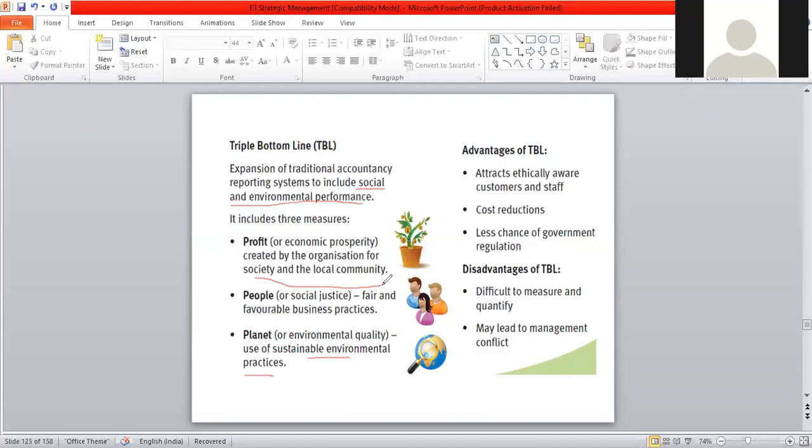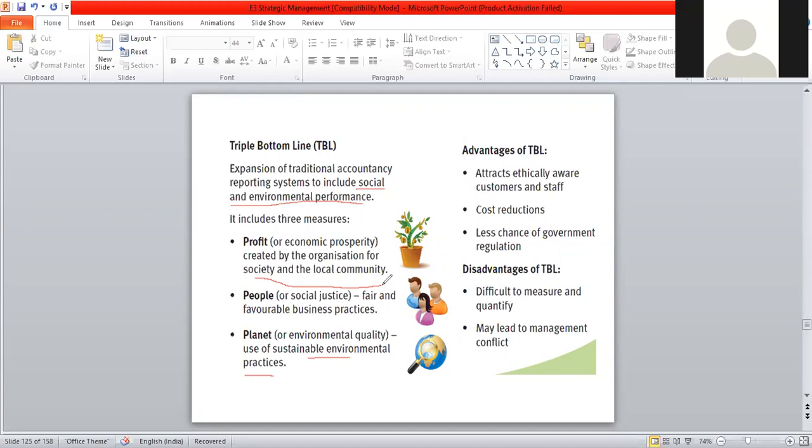Second, the people are considered. So what are the fair and favorable business practices which are adopted by them, and what impact does the organization leave on the environment? So to ensure that the negative impact is less on the environment, do they comply with the rules and regulations is what is considered under that.